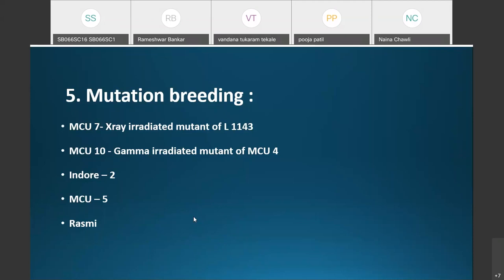Other varieties released were Indore 2, then MCU5, and another variety released by using the mutation breeding technique, Rashmi. These are the varieties which were released by using the mutation breeding technique.